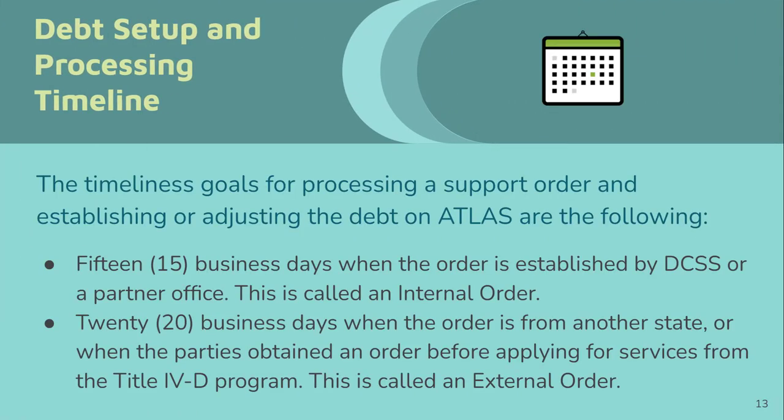Case setup and processing timeline. The timeliness goals for processing a support order and establishing or adjusting the debt on Atlas are the following: 15 business days when the order is established by DCSS or a partner office. This is called an internal order. 20 business days when the order is from another state, or when the parties obtained an order before applying for services from the Title IV-D program. This is called an external order.